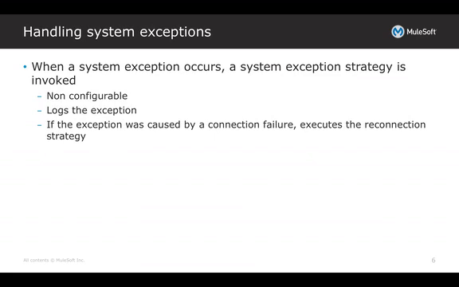When a system exception occurs, a system exception strategy will be invoked. These are non-configurable and they will log the exception. If the exception was caused by a connection failure, it can execute a reconnection strategy. So that is one somewhat configurable piece where you can state what you want to happen, such as reattempt, if a connection fails.